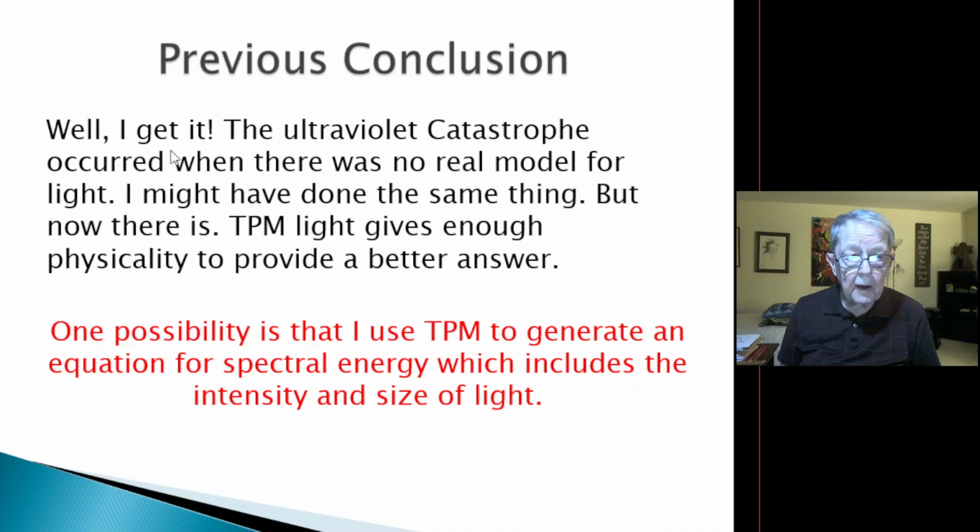The ultraviolet catastrophe occurred when there was no real model for light. I might have done the same thing, but now we have one. TPM light gives enough physicality to provide a better answer. And this is what leads to this particular video. One possibility is that I used TPM to generate an equation for the spectral energy, which, as I hinted at in my previous video, includes intensity and the size of light and anything else that I needed.